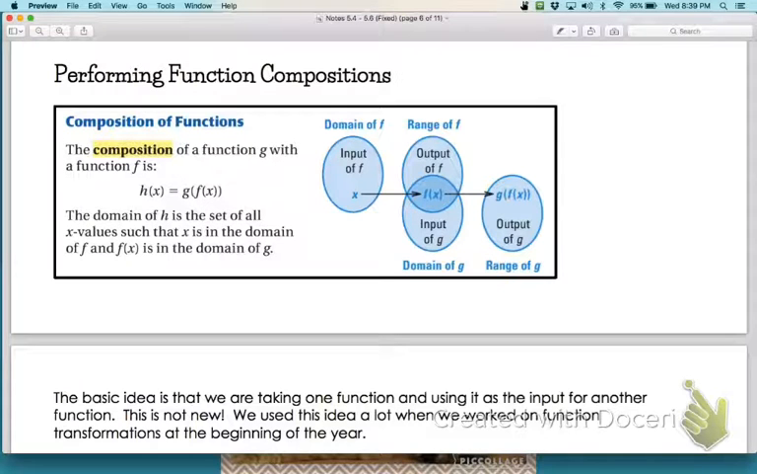Okay, so yesterday we looked at operations on functions. We talked about how you can add, subtract, multiply, and divide. And today, what we're going to look at is compositions of functions. Now, if you want to think of what a composition of functions is, to compose two functions.